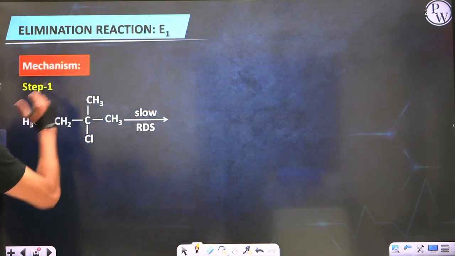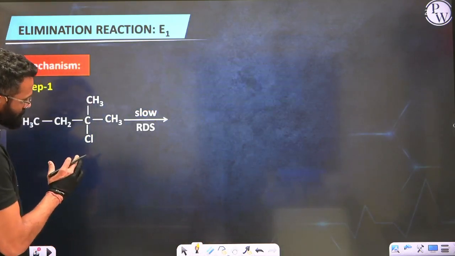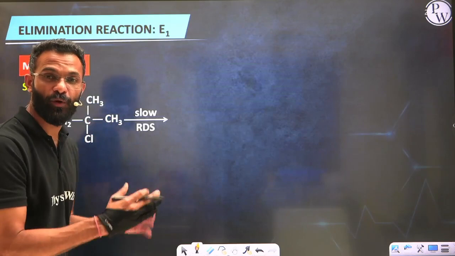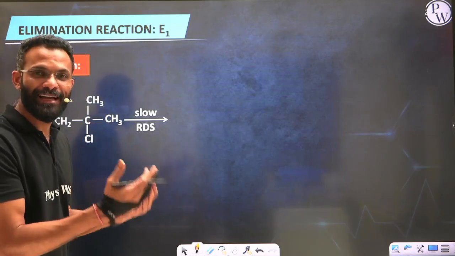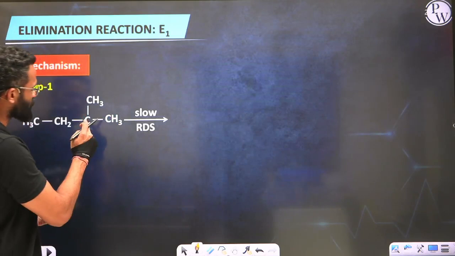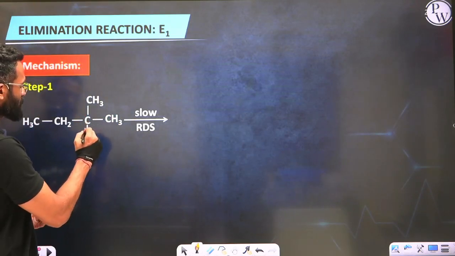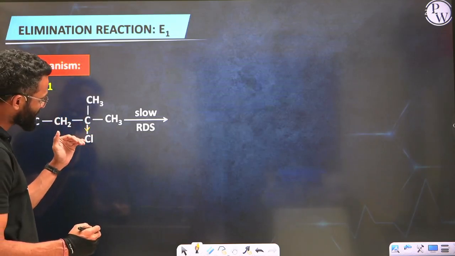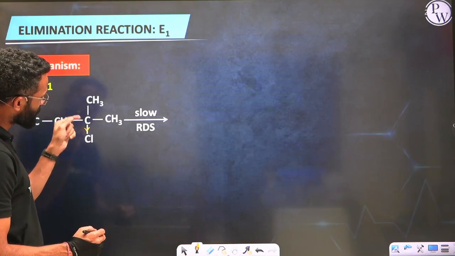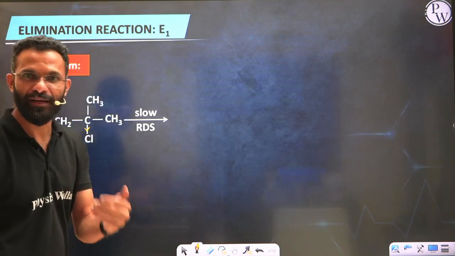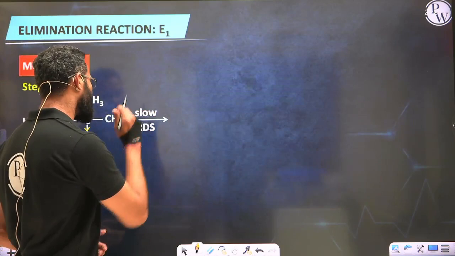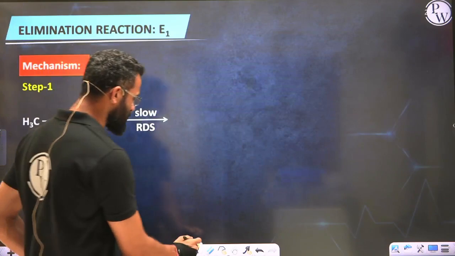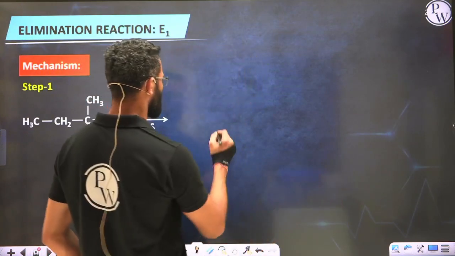So step 1: we have got a tertiary alkyl chloride in the presence of water as a solvent, which is a polar protic solvent with a higher dielectric constant, and it helps slow dissociation of the carbon-chlorine bond. Because chlorine is more electronegative, it will pull the bonding pair of electrons towards itself, and slowly the carbon-chlorine bond will be in the process of breaking. Such a slow step is regarded as the rate determining step. So the slow dissociation of the carbon-chlorine bond can be represented this way.